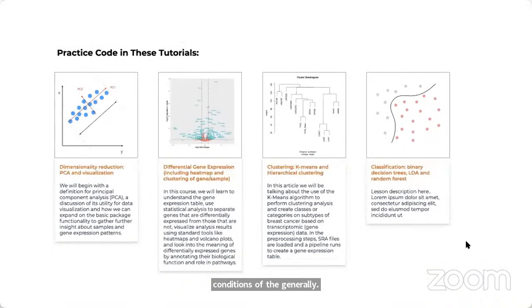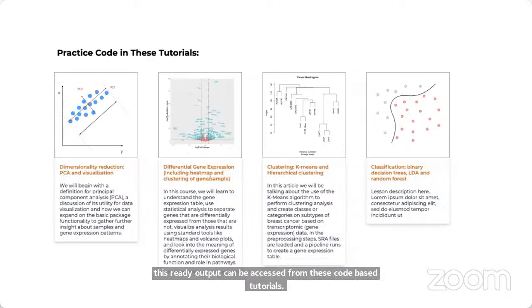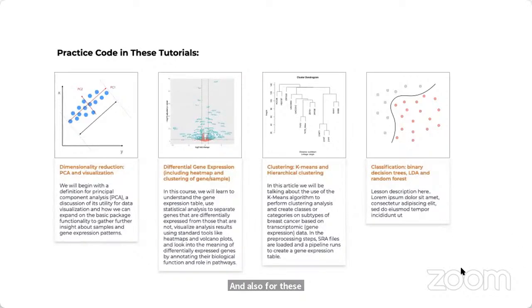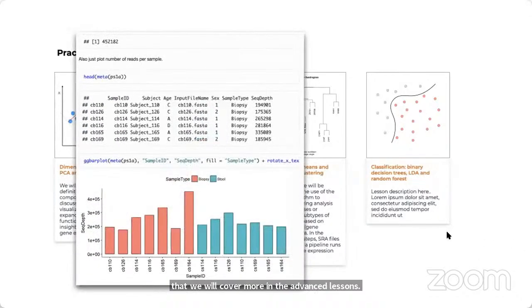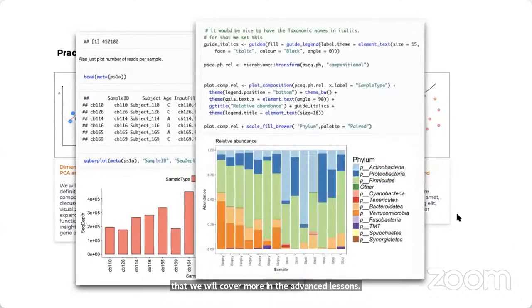So yeah, more specific packages and these publication-ready outputs can be accessed from these code-based tutorials and also from these pipeline outputs that we will cover more in the advanced lessons. And these are a couple of examples of what you can generate from these metagenomics pipelines.